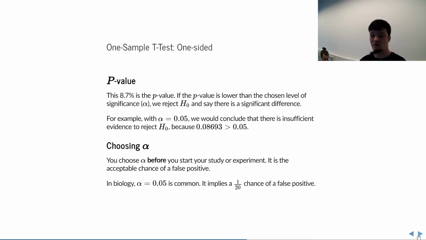But the problem is that your p-value is, again, just a measure of a sample. So it's just a random value. And if you draw a new sample, you get a new random value.